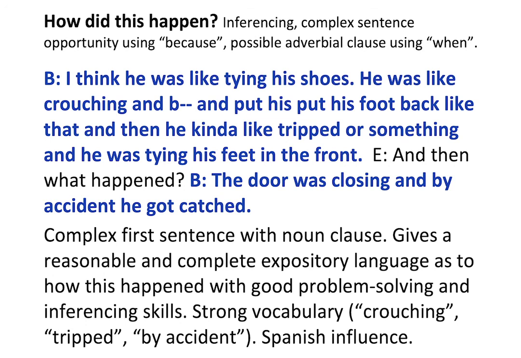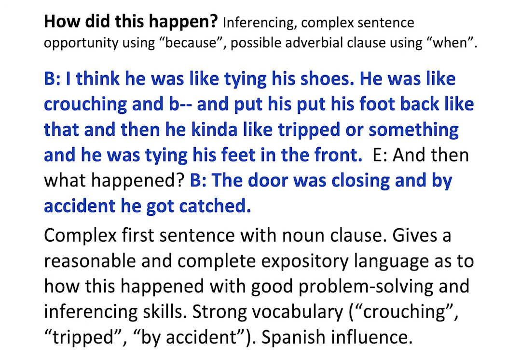I think, again, another noun clause: that he was tying his shoes. He was like crouching. I love that word. I'd mentioned that probably. And put his foot back like that, he showed us, and then he kind of like tripped or something. So he's really problem solving to figure out exactly what kind of body movements and accidents might have happened, so that while he was tying his foot, he put it back and it got stuck. Great problem solver, great storyteller.